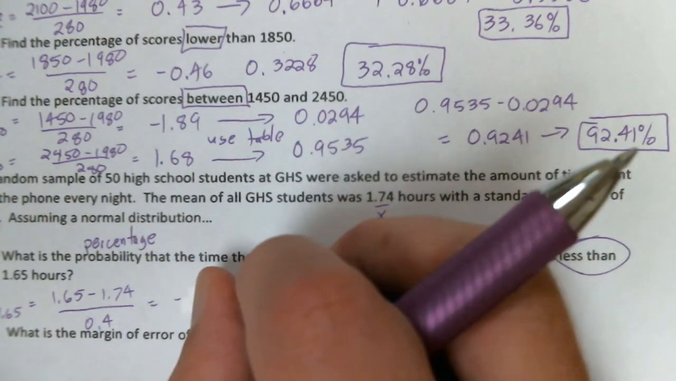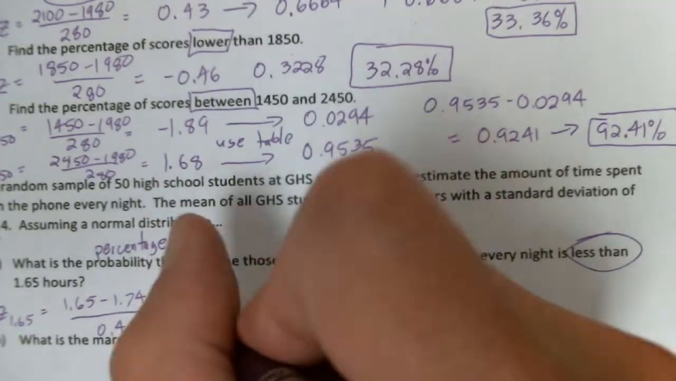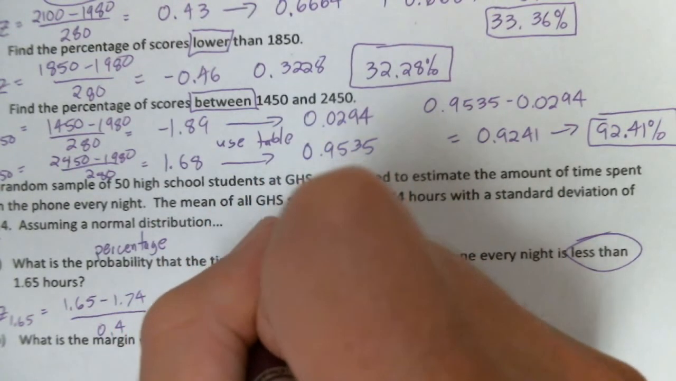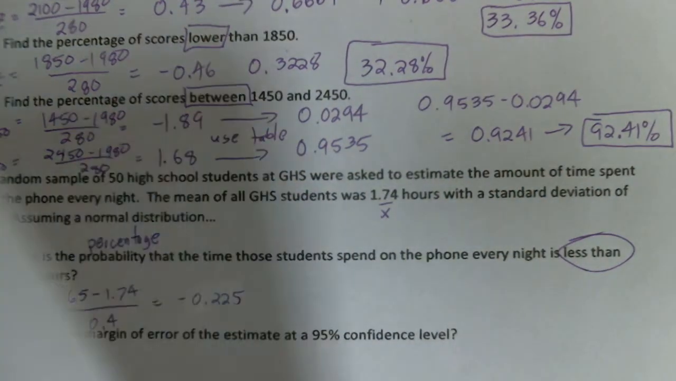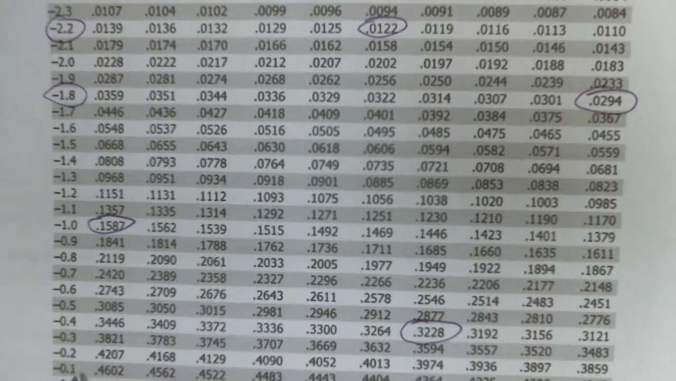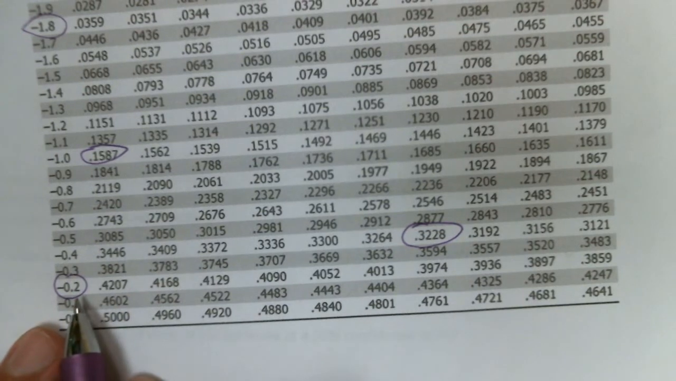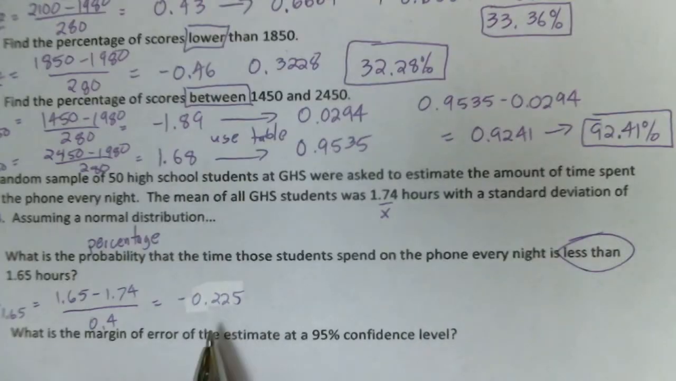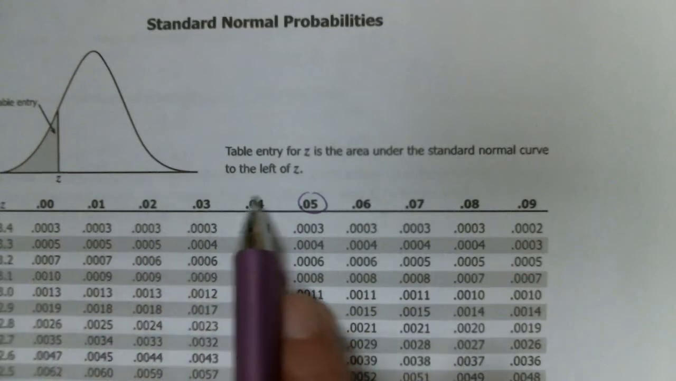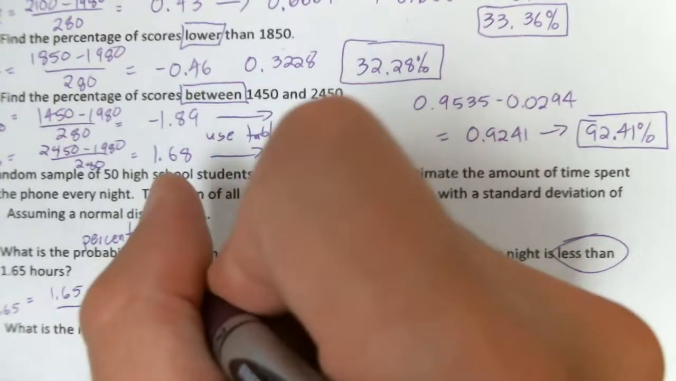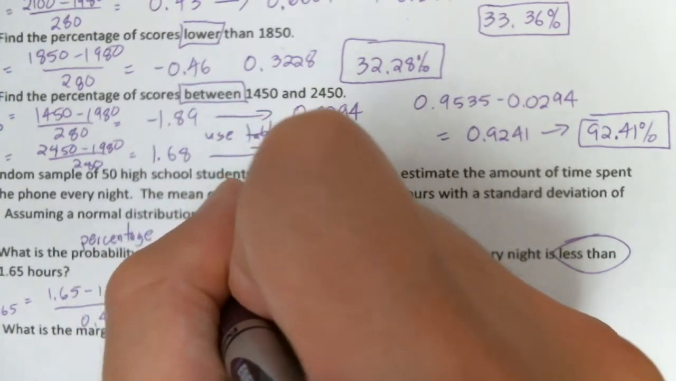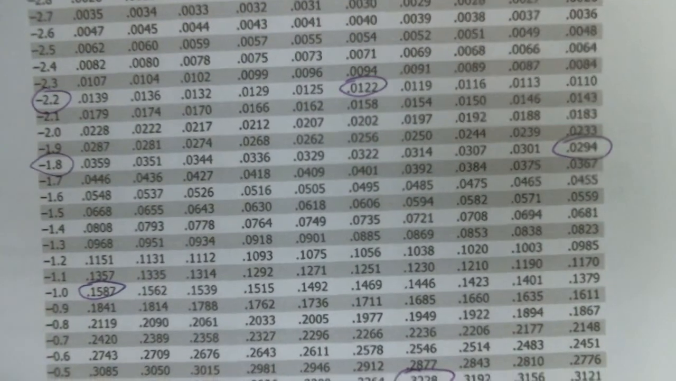Sorry about that, guys. So this is going to be negative 0.225. Let's go back to our table. Okay, so negative 0.2. I've got a z-score, and by the way, guys, we always round z-scores to 2 decimal places because we only have 2 decimal places going across the top. So this is really negative 0.23. All right, let's go to negative 0.23.